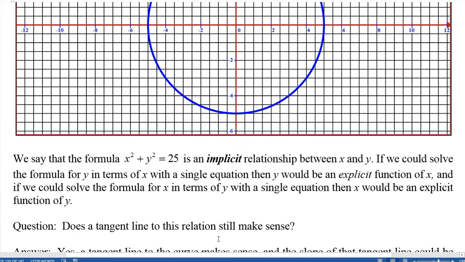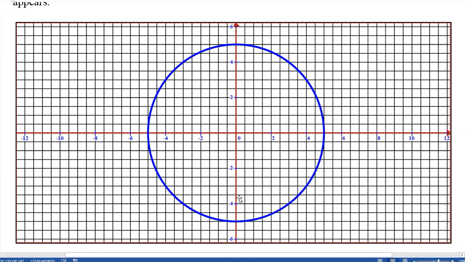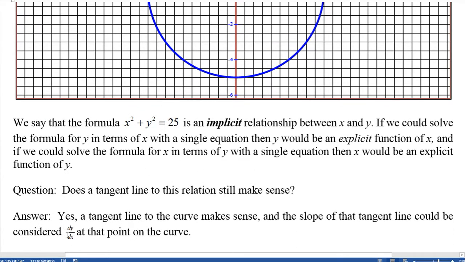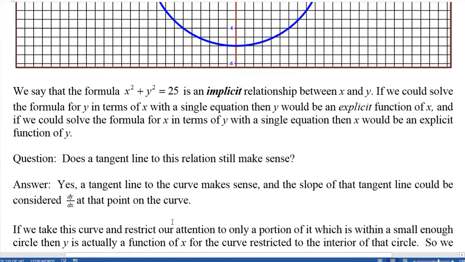Now here's the question. Does a tangent line to this relation still make sense? Well, certainly this is a circle, and where we first start with the concept of a tangent line is way back in geometry when we're talking about tangent lines to a circle. So certainly a tangent line makes sense here. And of course, unless it's a vertical line, all those tangent lines have slopes. And so we could talk about the slope of that tangent line, and we could call the slope of that tangent line dy over dx. So dy over dx still makes sense.